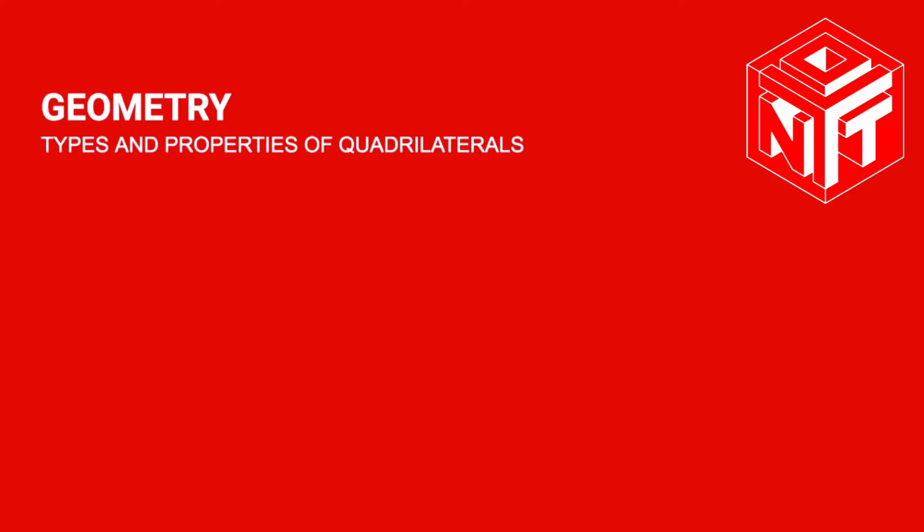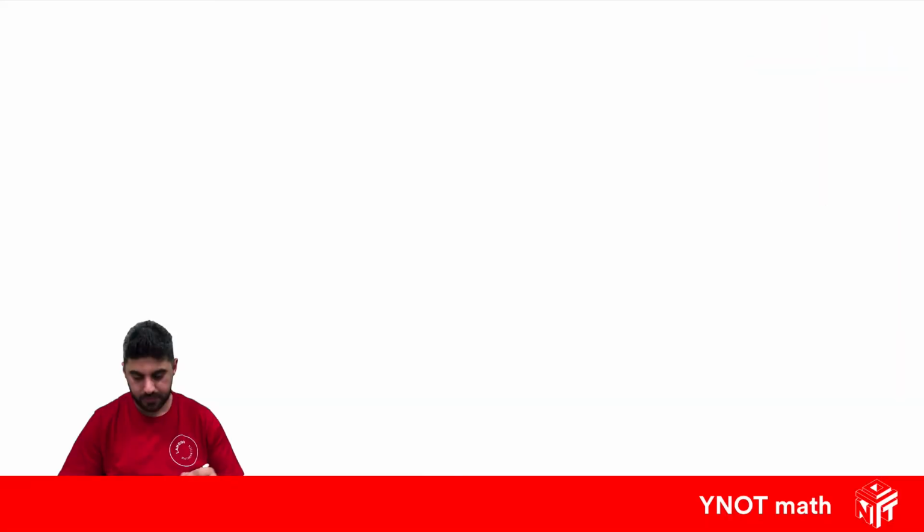Types and properties of quadrilaterals. So a quadrilateral is just a four-sided polygon. And they can be convex or non-convex. So what does that mean?